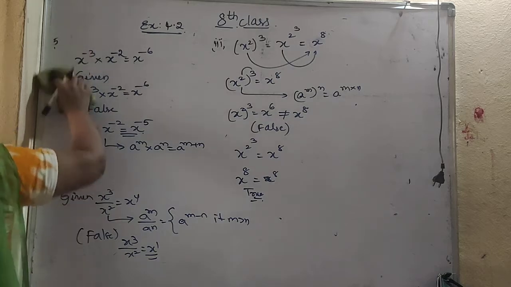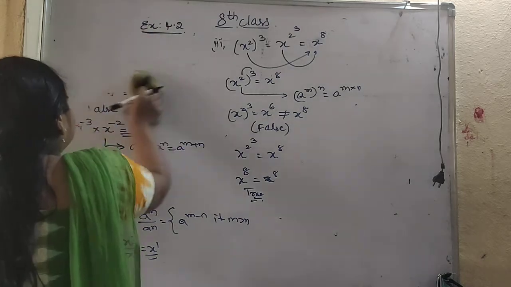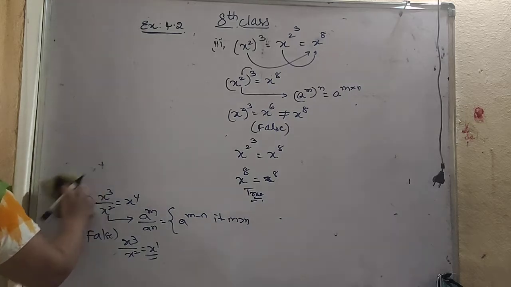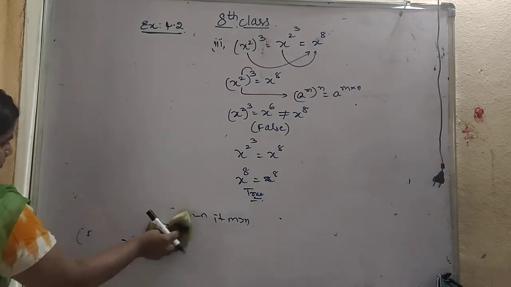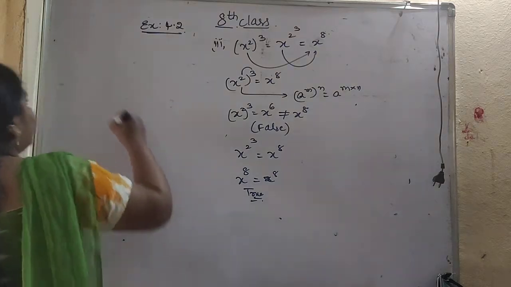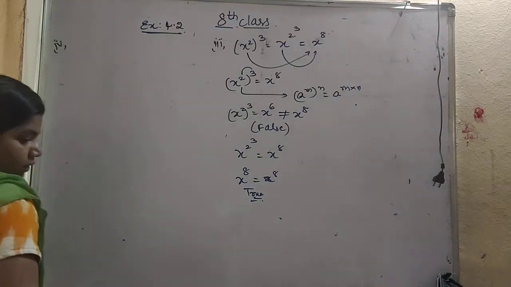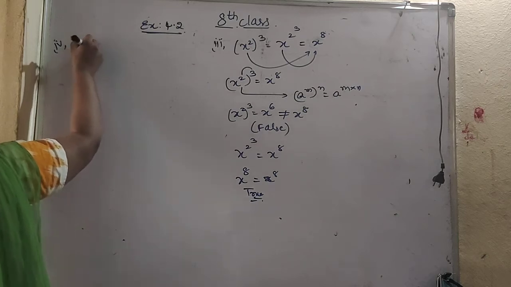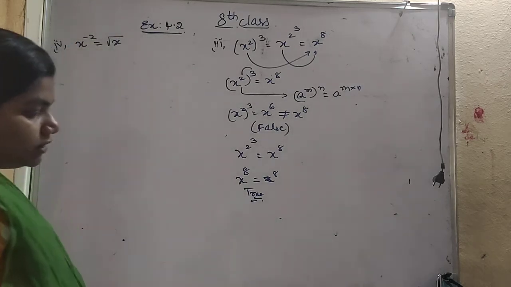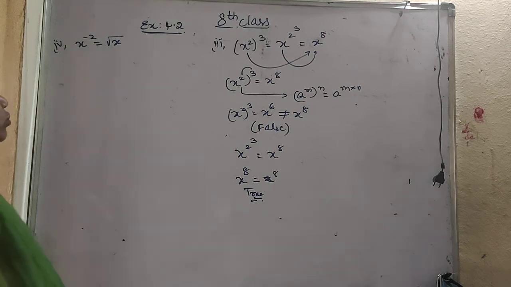Next is, what is the next one? Fourth one. x power minus 2 is equals to root of x, it seems.